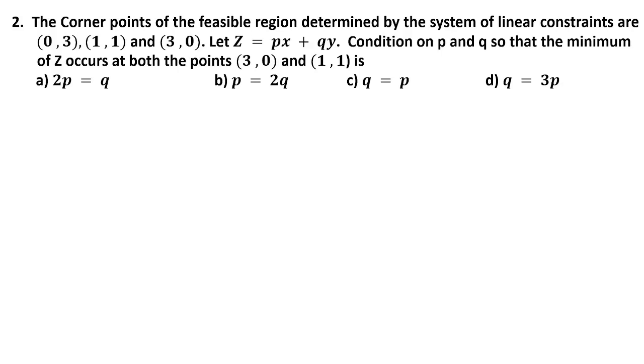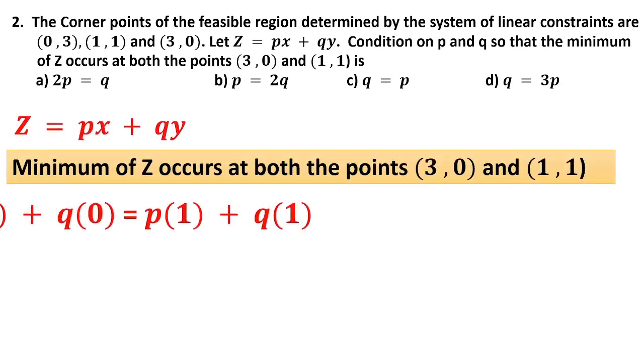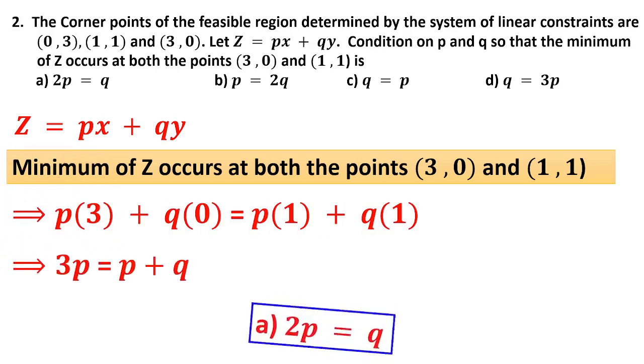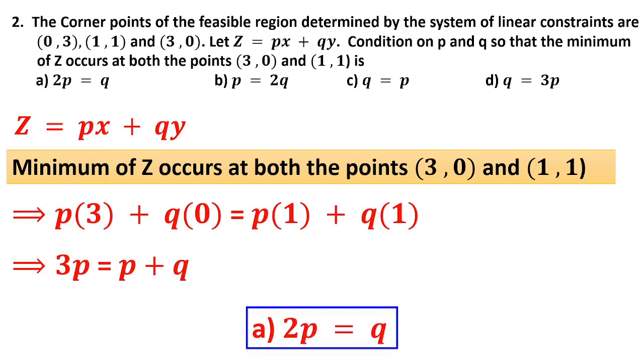The corner points of a feasible region are determined by the system of linear equations. The condition for p and q so that the minimum of Z occurs at both the points, where we have to find the minimum value at (3, 0). I have found this: p(3) + q(0) = p(1) + q(1), that is, minimum occurs at both the points (3, 0) and (1, 1). Simplifying it, I get the equation 2p = q. Therefore, option A is correct.